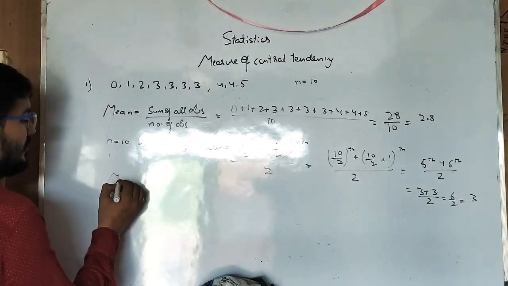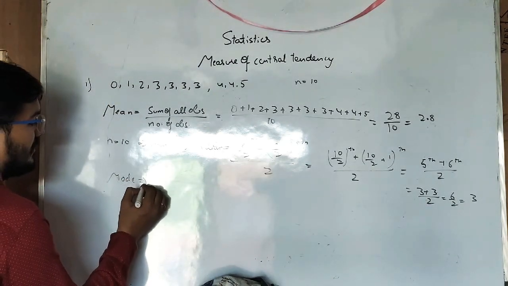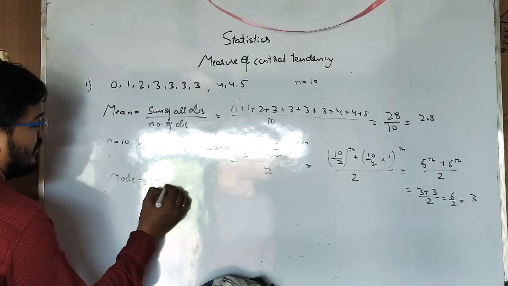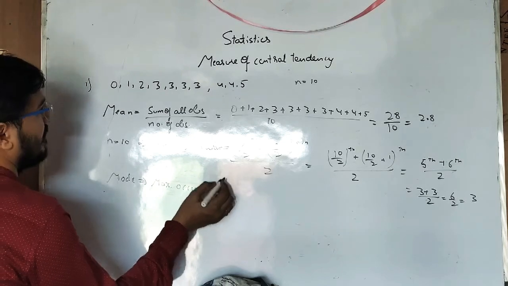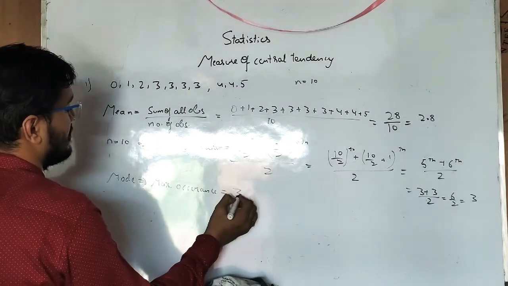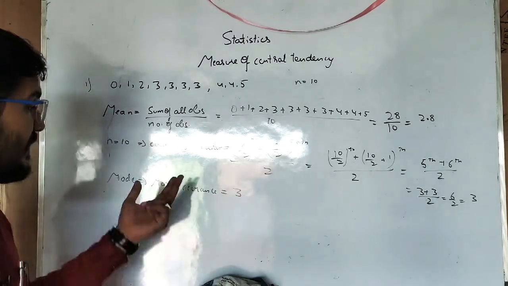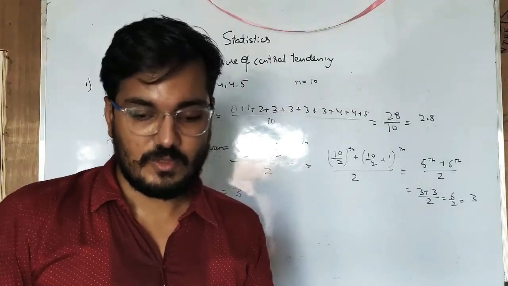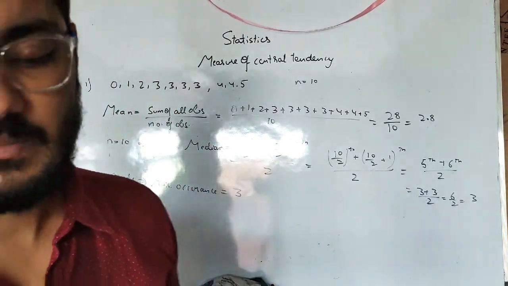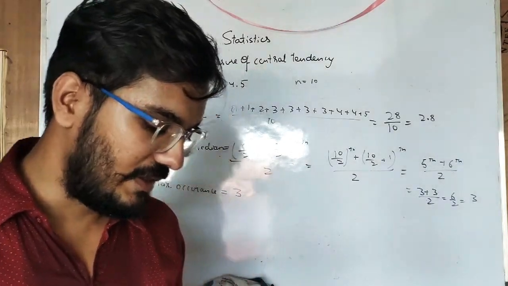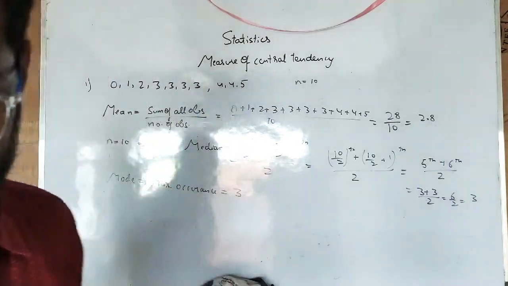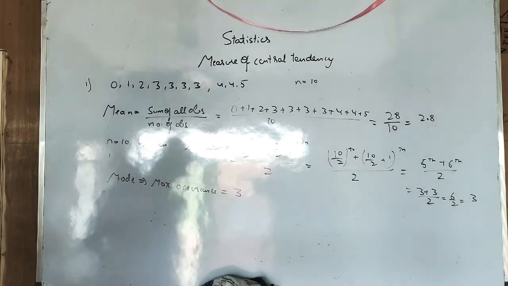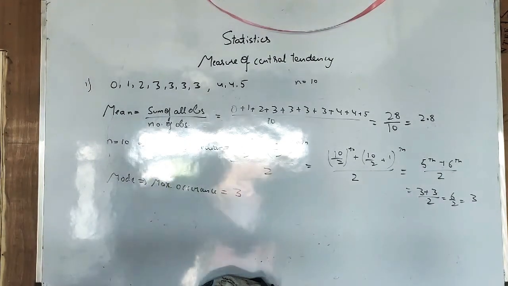Now mode, the maximum occurrence. The maximum occurring digit is 3. So the answer is 3. Simple. This is how you can do the next question, question number 2, in the same way. Now we will do question number 3. Please pause the video to note it down.